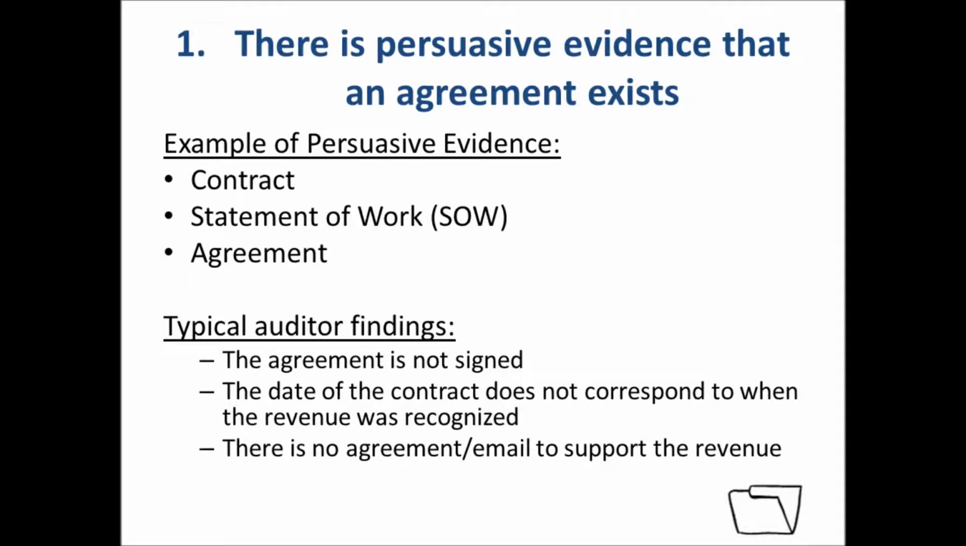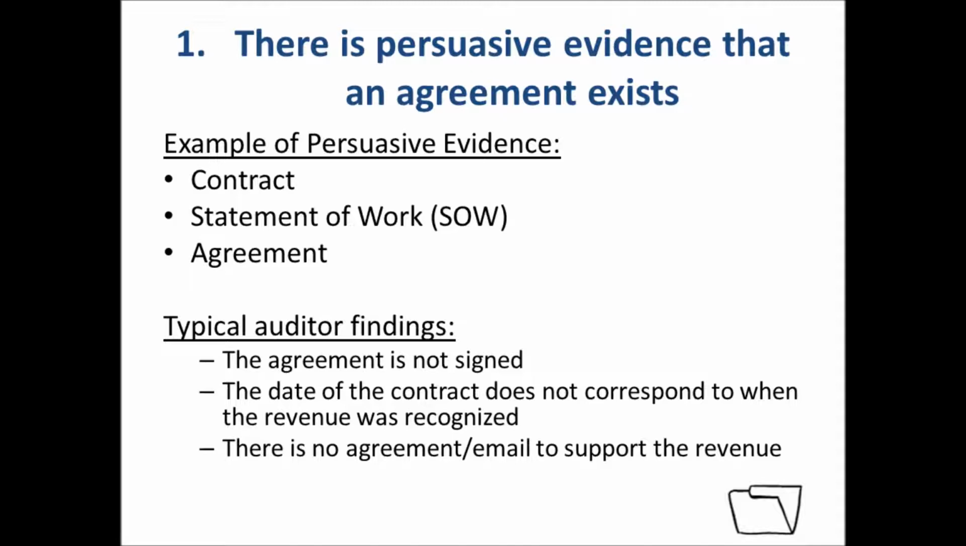As I said earlier, this first step is made to ensure a contract or agreement exists. Auditors go by the rule, so any contract or agreement with the client is required to be signed prior to the start of any services or delivery of goods. An example of PE can be not only a contract, but also a statement of work or agreement.